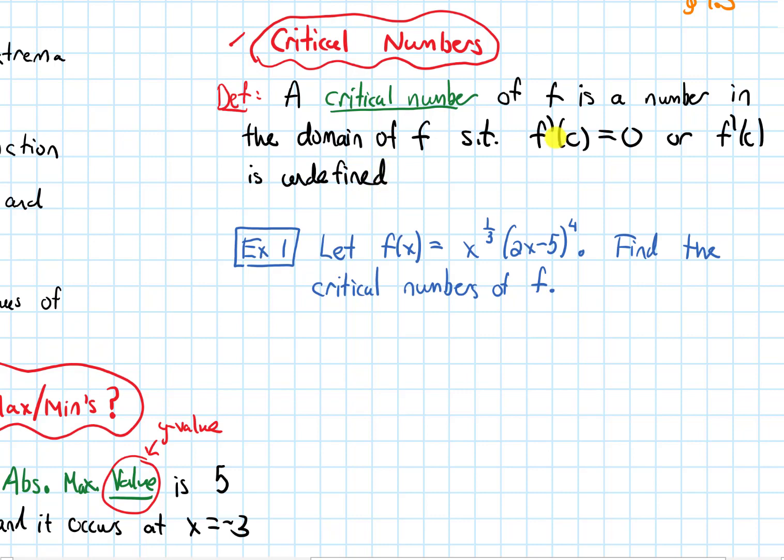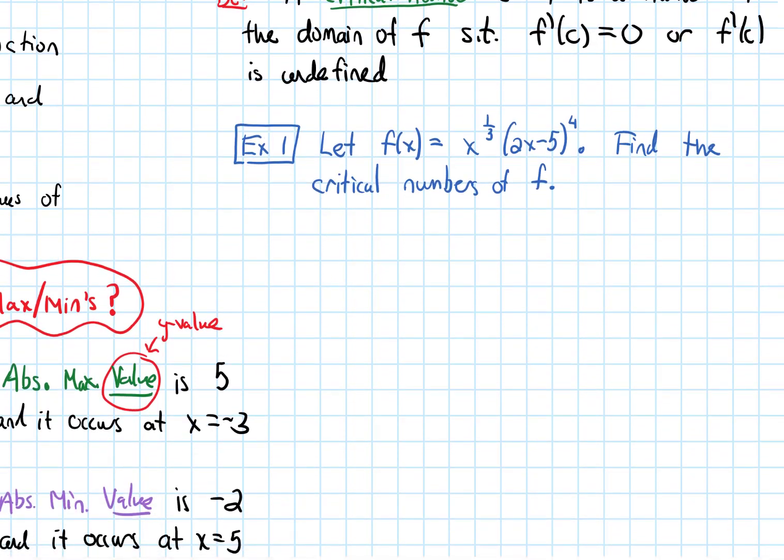So it's a point where either the slope of my tangent line is 0 or the slope of my tangent line is undefined. So let's do an example. This says, let f of x be x to the 1/3 times (2x minus 5) to the 4th power. Let's find the critical numbers of f. All right, so I need to begin by taking the derivative.